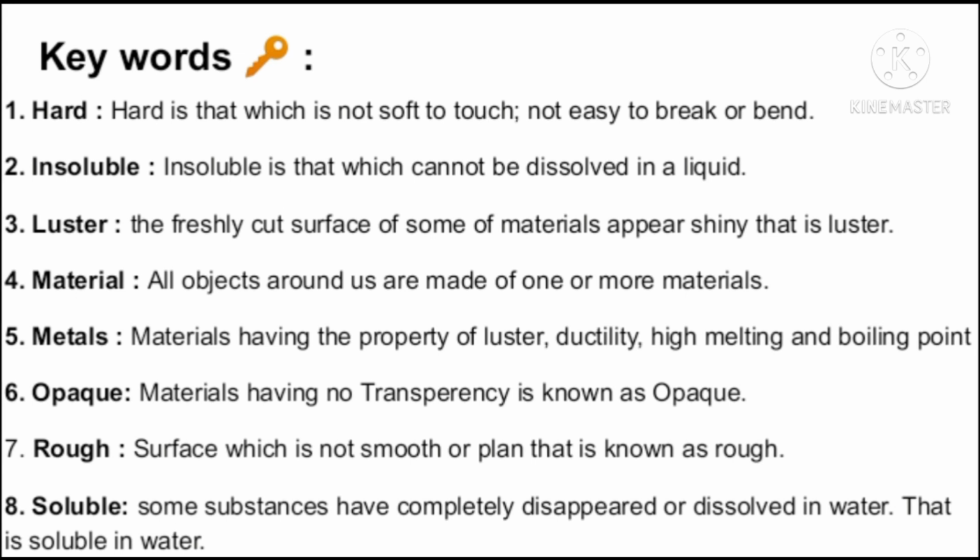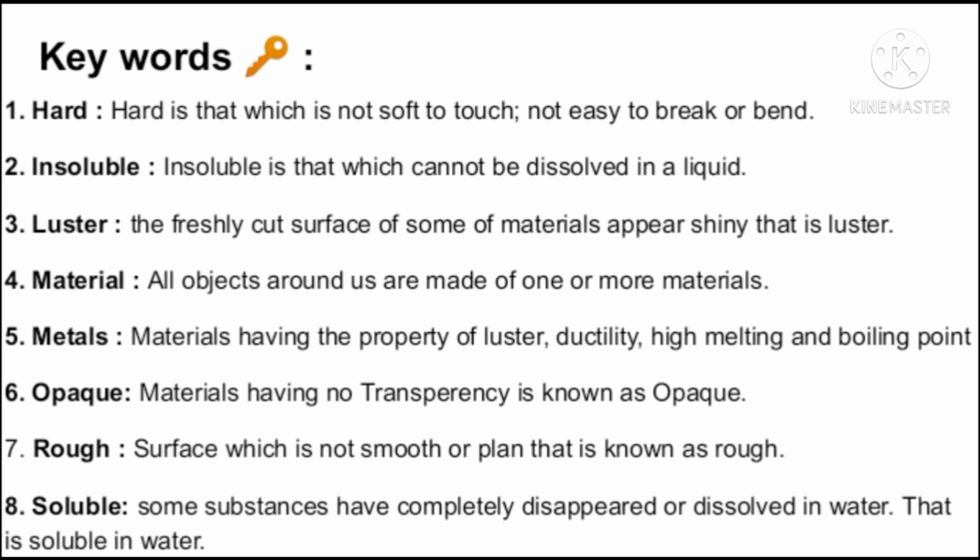So here the first thing is keywords. The first keyword is hard. Hard is that which is not soft to touch, not easy to break or bend. And insoluble. Insoluble is that which cannot be dissolved in a liquid. The third one is luster, the shiny appearance of the freshly cut surface of some materials. And the fourth one is material.